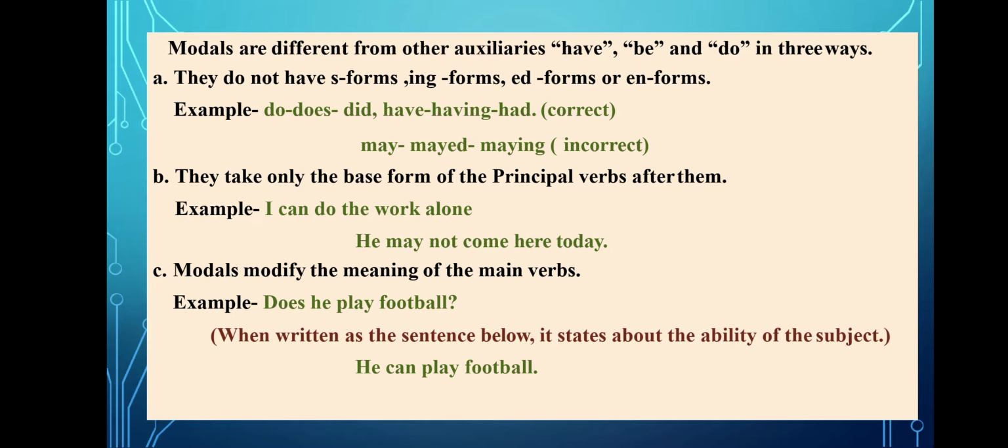Now when written as the sentence below, it states about the ability of the subject. If we rewrite the sentence, does he play football? Again, we will have this sentence, he can play football. So if somebody is asking me any question, does he play football? What would be the answer? The answer would be he can play football, and this sentence is actually focusing or throwing light on the ability of the subject. He can play football. So he has the ability to play football.